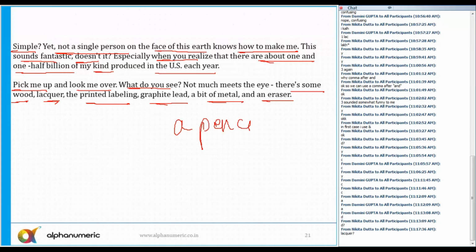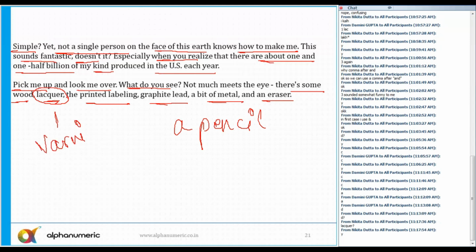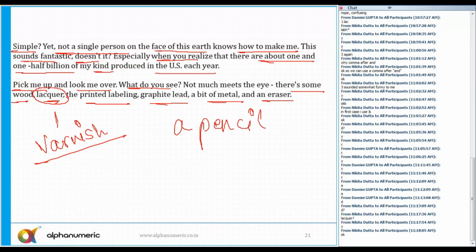Lacquer is a substance, something like varnish, a substance that shines. So it is a pencil. What is it? It is a pencil. So the pencil is saying, I'm so simple. You take me for granted. But this is your error.